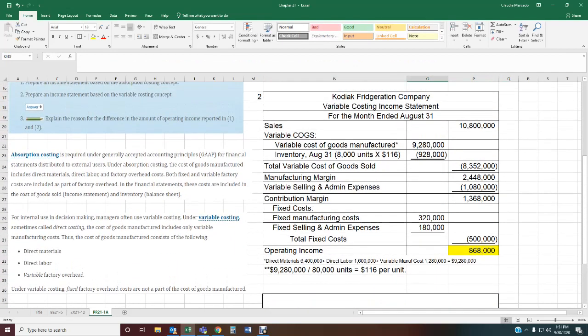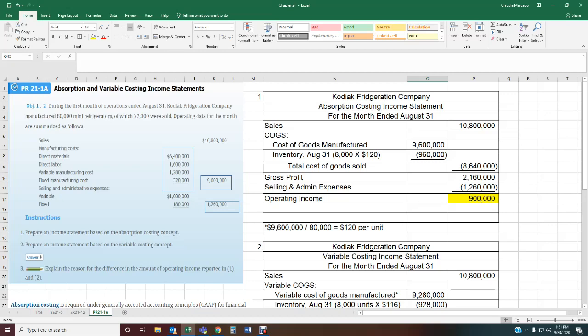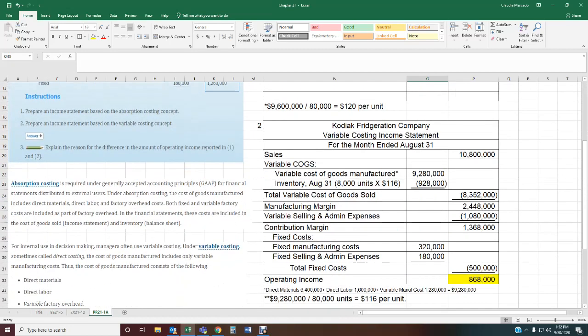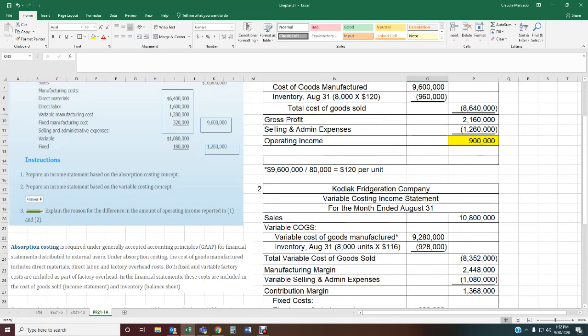If you see here, if we do the variable costing method, we allocate our fixed costs for both manufacturing and selling and admin in this section. So this amount is expensed. What we did up here is we included part of that fixed manufacturing cost over to our inventory, deferring it for a future point in time. In this income statement, we went ahead and included it as part of an expense for that particular month, causing the difference.